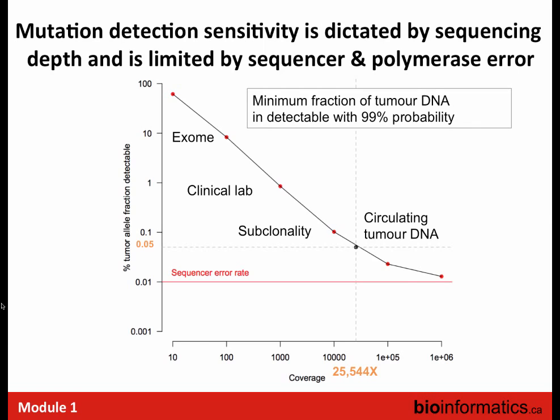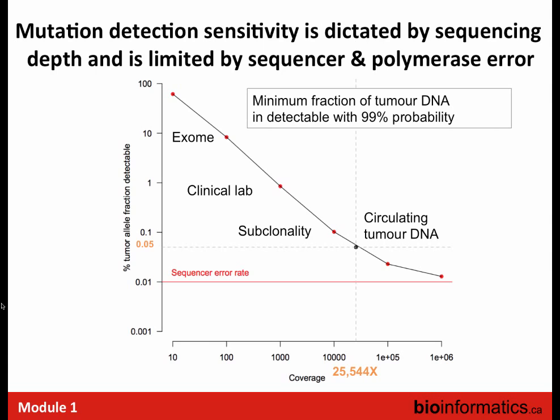To really get down to subclonality, we're using these targeted methods to get down to thousands, tens of thousands, in some cases hundreds of thousands of X coverage. And then circulating tumor DNA, which I want to talk about next, really trying to get down to a very, very sensitive level, really banging on empty, getting very close to the background sequencer error rate.